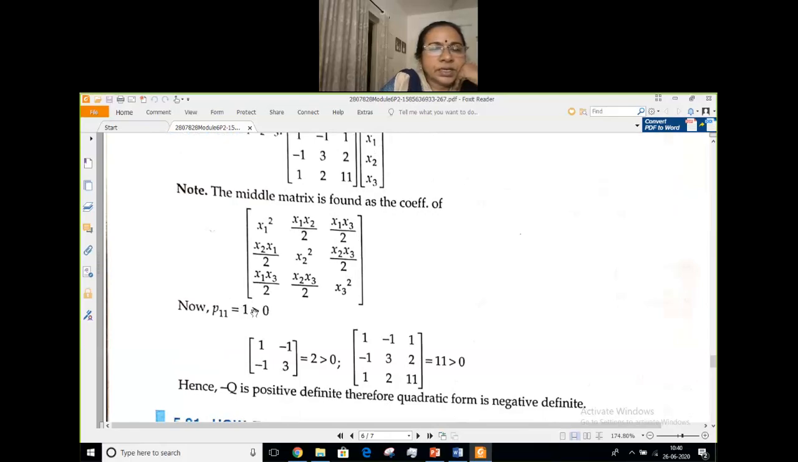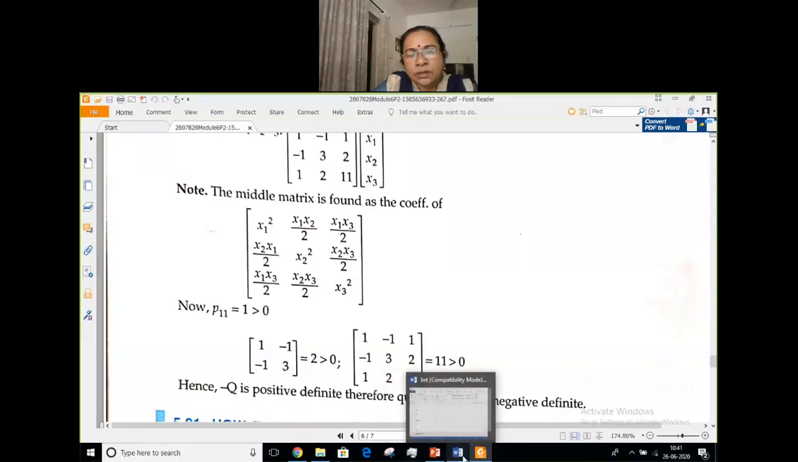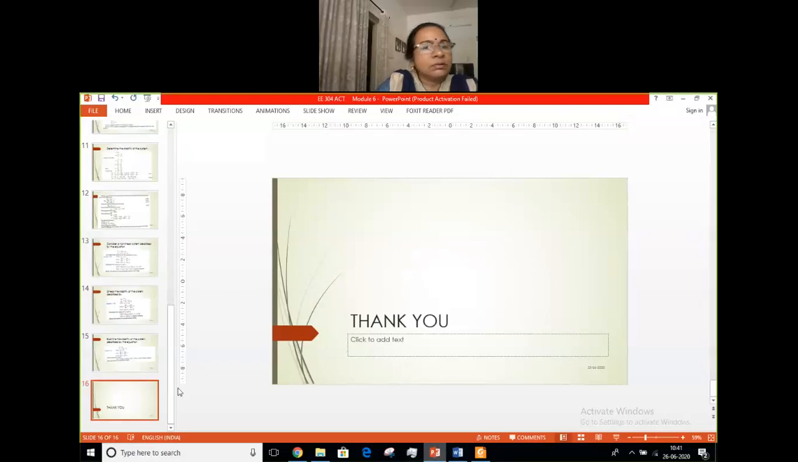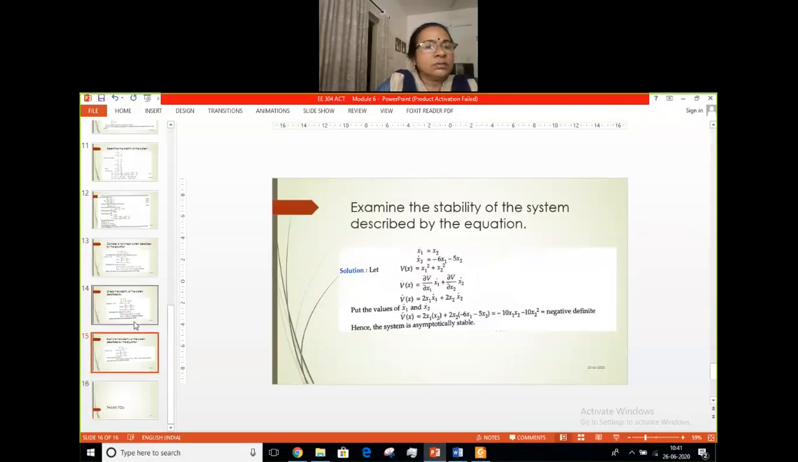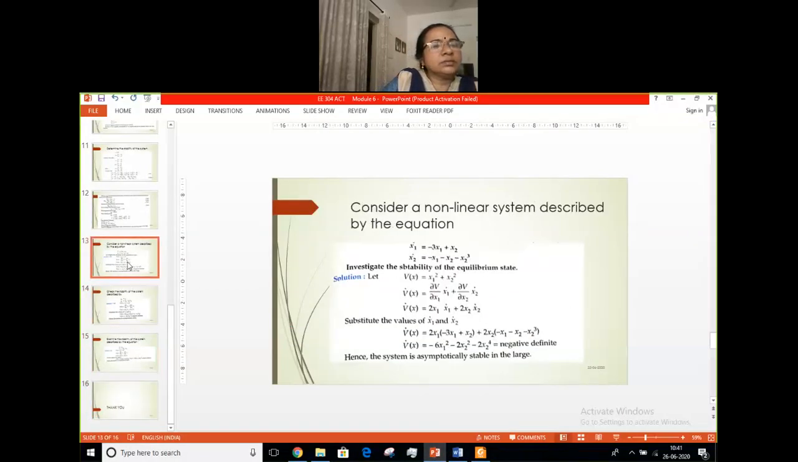Check whether P11 is greater than 0. These two matrix, 1 minus 1, minus 1 3, is greater than 0, then the whole determinant is greater than 0, hence Q is positive definite, therefore the quadratic form is negative definite. Okay, so you will do all these problems, isn't it? Simple one. These all are simple.